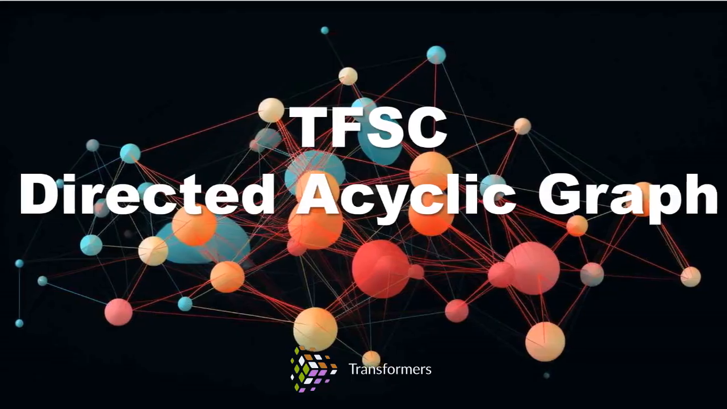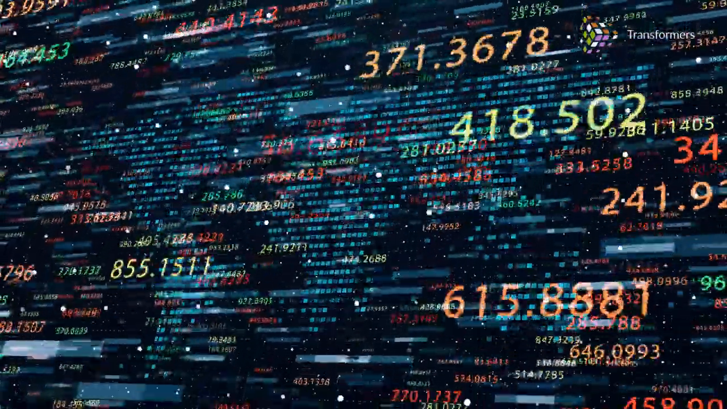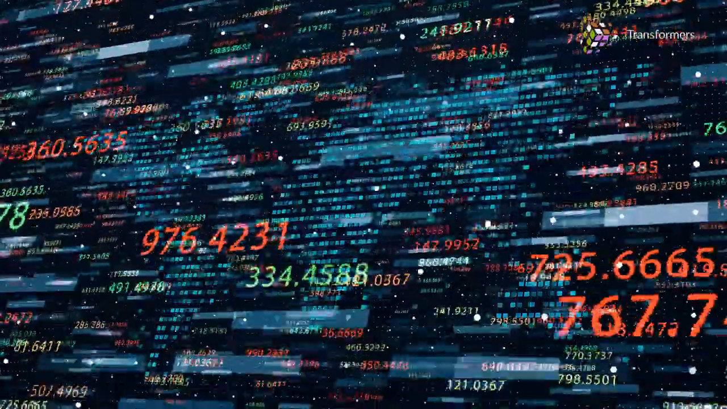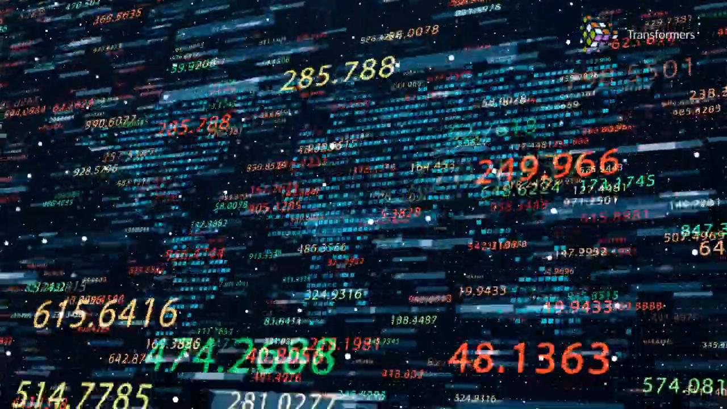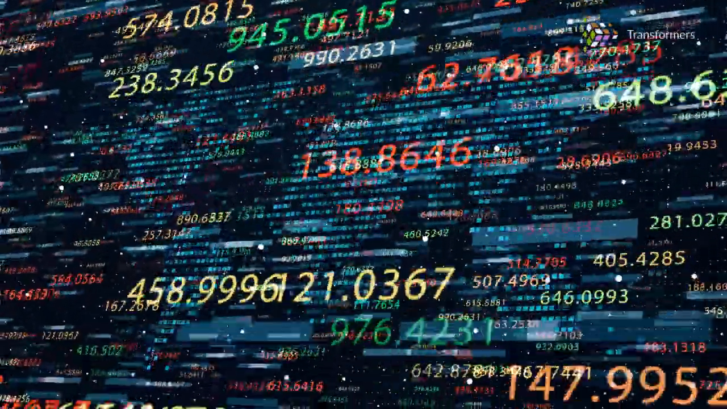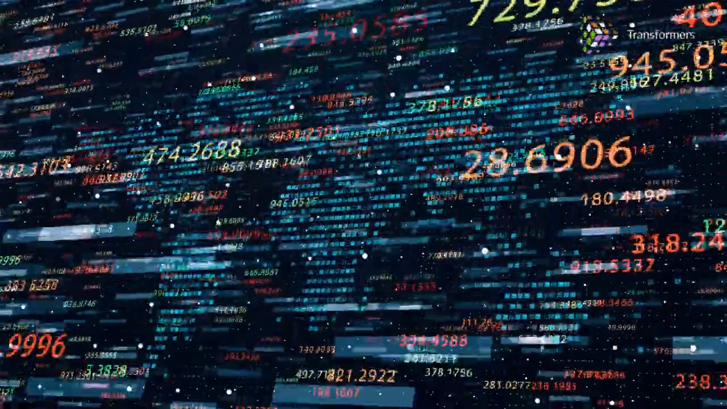The DAG structure of TFSC. DAG, Directed Acyclic Graph, is proposed again as a new underlying ledger structure. Directed refers to directional, acyclic refers to no cycles, no return.